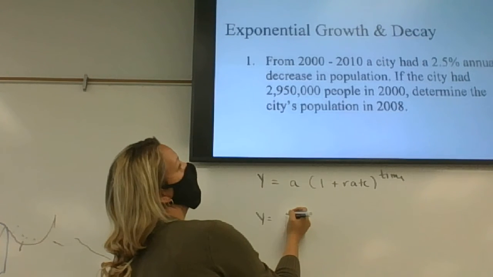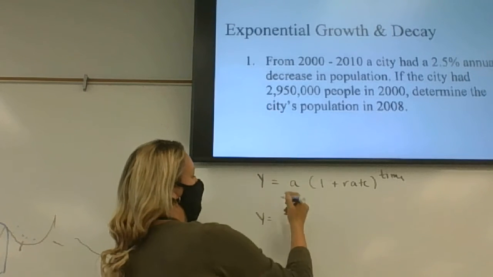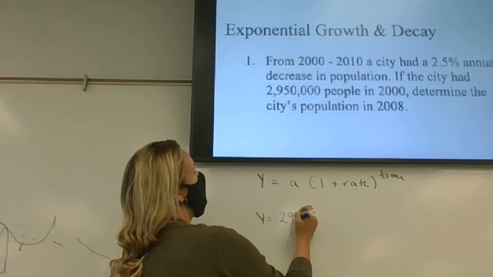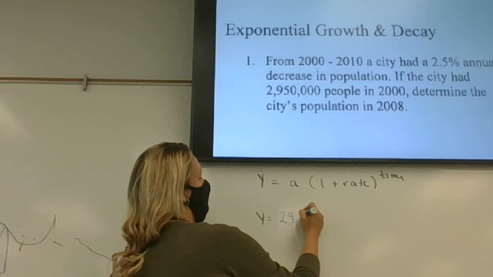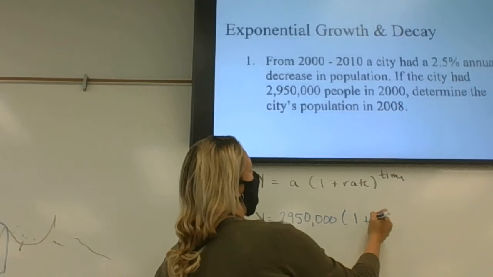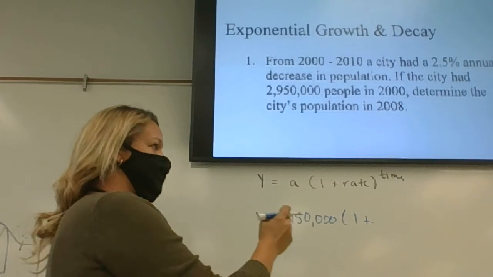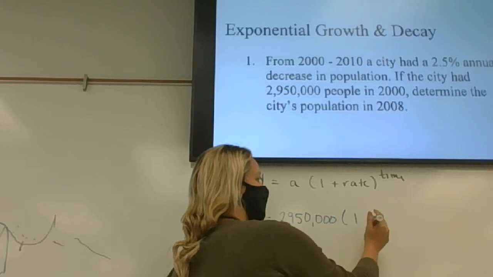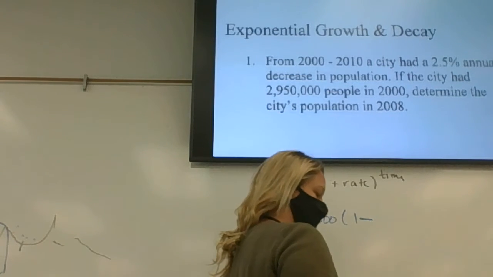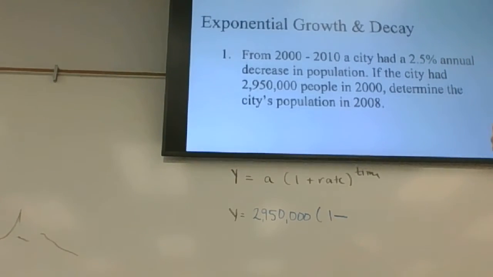So anyway, the city had 2.9 million people in 2000. So we're going to put that in for A. 2,950,000. 1 plus, and wow, it says it's an annual rate of decrease. So I'm going to be careful and do a minus sign. This is a decrease. So what does make a population decrease in a city?